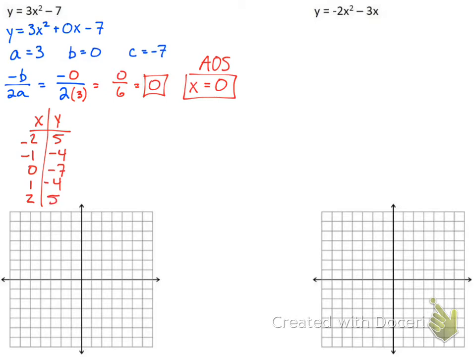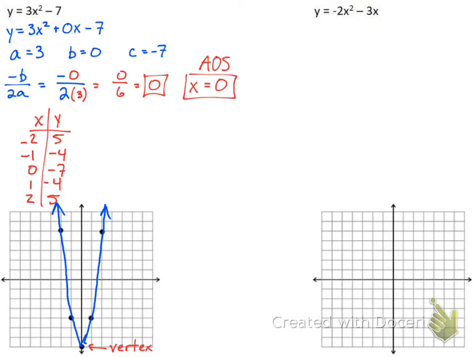So when I plot this, negative 2, 5, left 2 up 5, negative 1, negative 4, left 1 down 4, 0, negative 7, and then back up. Really skinny graph. Something looking like that. Again, there's my vertex. The ordered pair 0, negative 7.